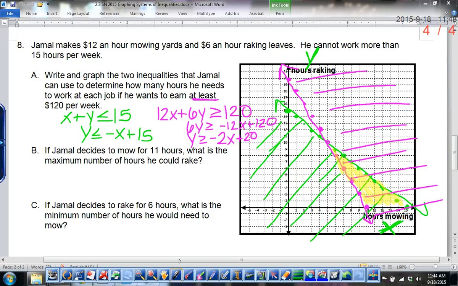Right, so it says if Jamal decides to mow for 11 hours, what is the maximum number of hours that he could rake? So find where you see 11 hours on the mowing axis, right here. What's the maximum number of hours that he could rake while still being in our solution region? 4. Because that's a solid line, right? So that would be 4 hours.